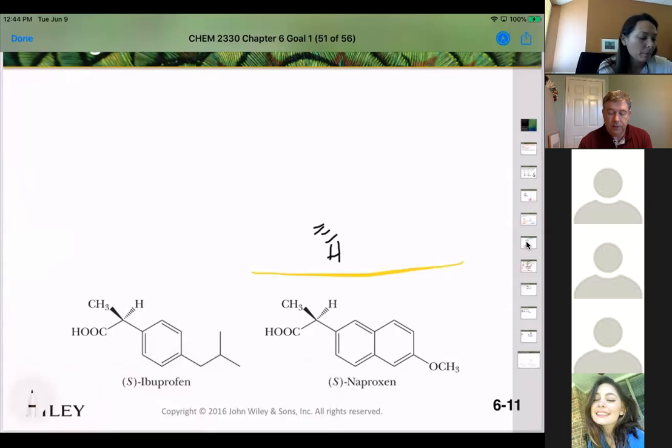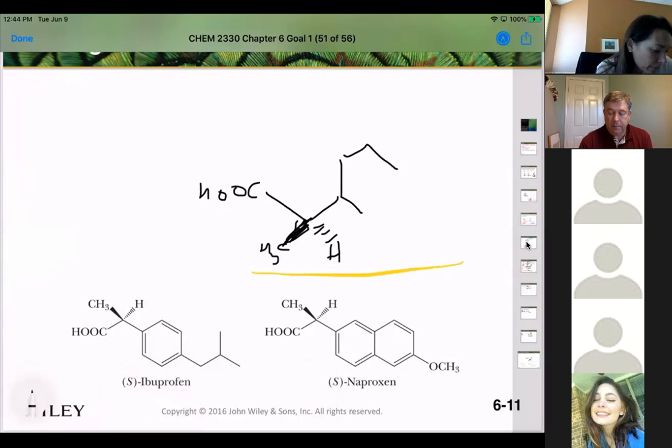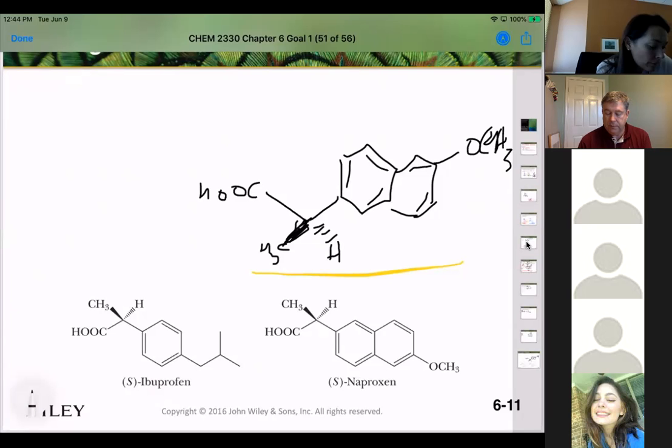Dash, dash, dash, dash, CH3, solid wedge. Oops, going the wrong way. And then a straight line to a COOH. And then a straight line to a benzene ring. And then this has to go up here, CH3, because this one is far away from here, so it has to go up here. So you can draw that plane anywhere you want. And as long as you start from the mirror out, you will get the correct enantiomer.